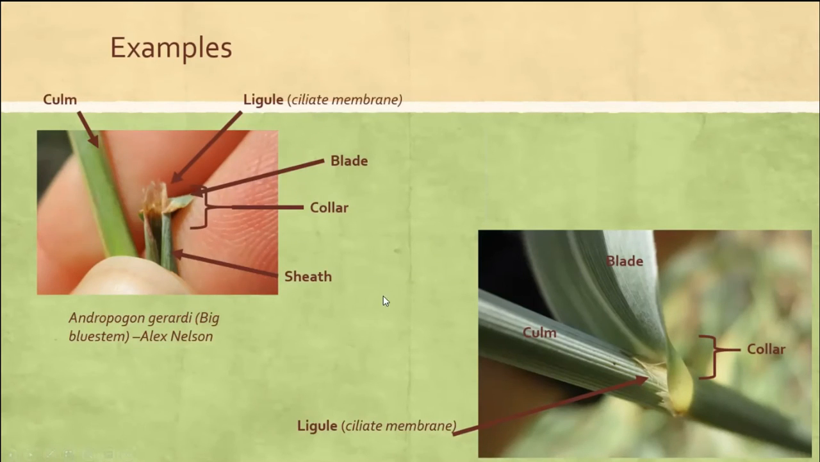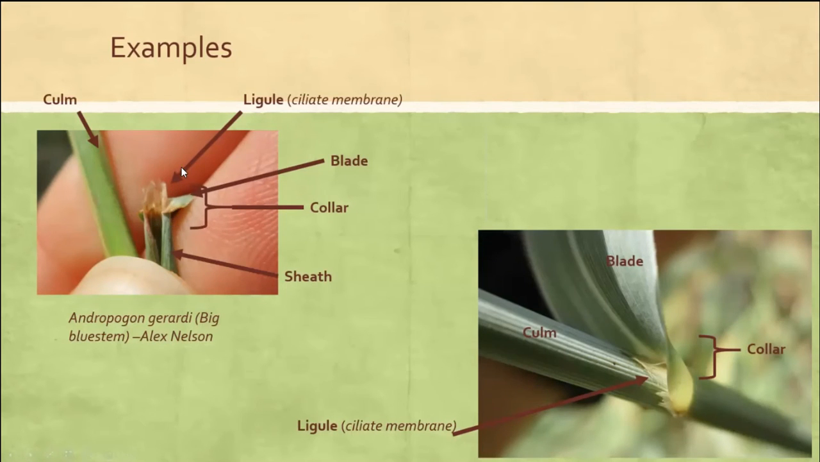We'll start with this top left photo. This is a big bluestem. And I like this image because this grass has a really well-defined ligule. It's very easy to see. And so what we've got here is the stem of the grass plant, the culm. And what I've done here is I've pulled back the leaf.